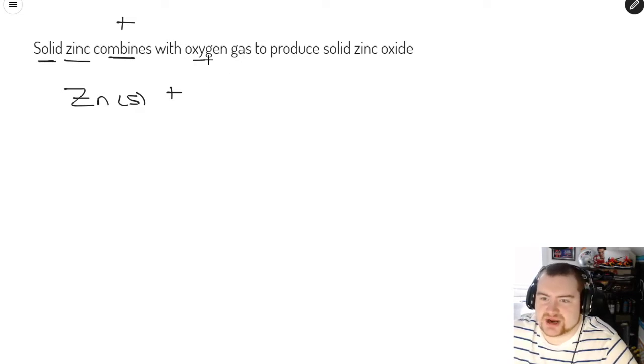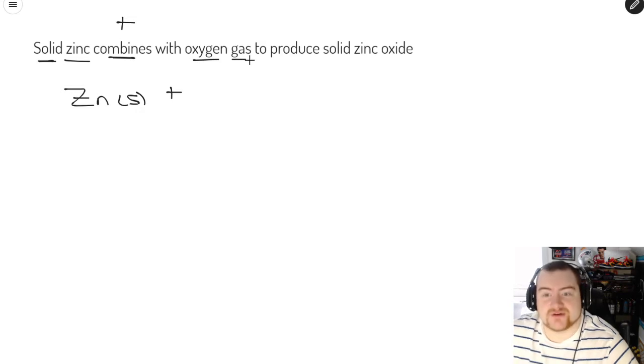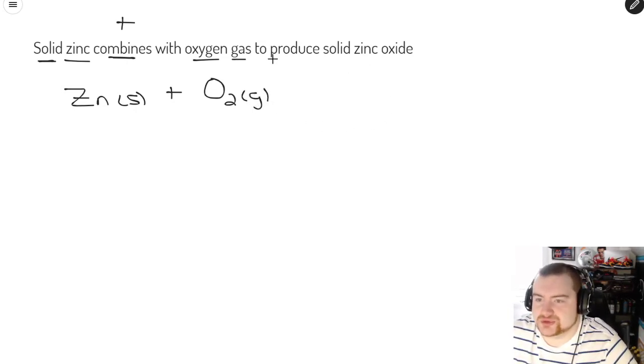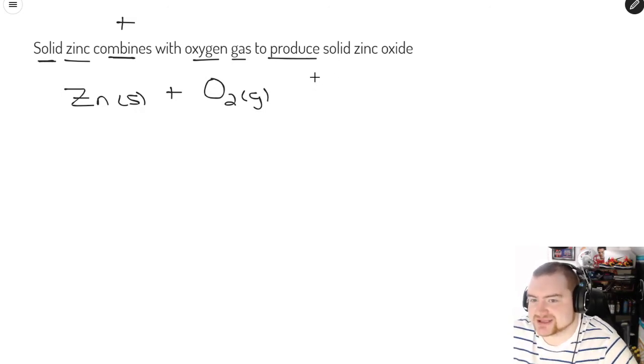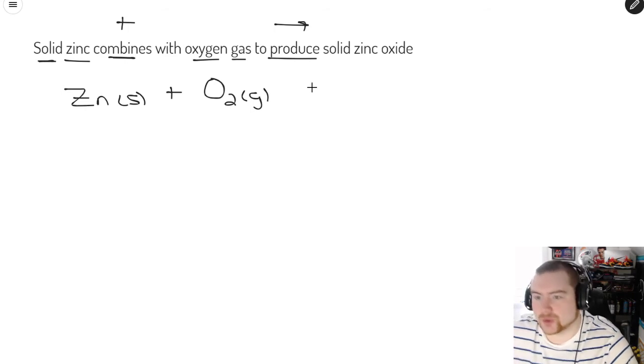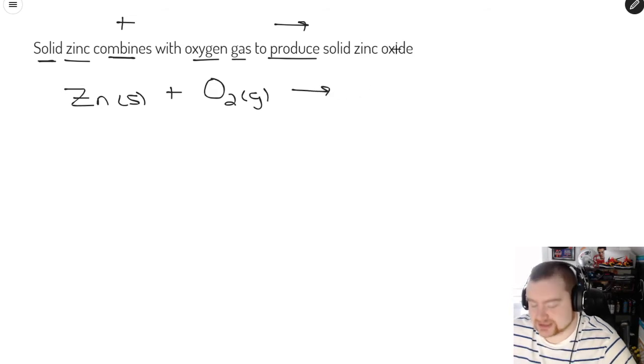So we know we have oxygen and it's a gas. From the last video, we know that oxygen is diatomic, so oxygen will exist as O2 gas. To produce. Okay, so when we produce something, that means something is being made, some kind of reaction is happening. The produce is the word for our arrow. So if we have produce, makes, is formed, something like that, that's going to be where we put our arrow. And we're going to make solid zinc oxide.